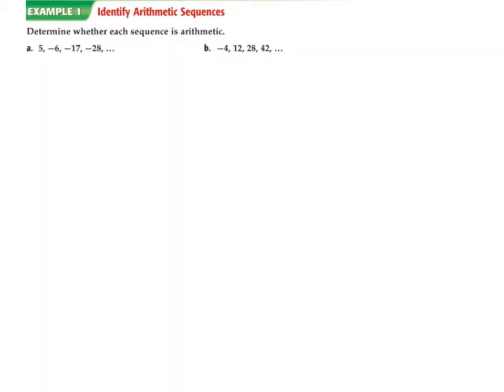In example 1, we're going to be identifying if the sequences are arithmetic. So the way that we do that, in order for this to be arithmetic, they have to add. We have to add a constant term between each of the terms that they give us, and then it's going to be arithmetic. So if they're doing something besides adding, such as multiplying, then that's not going to be arithmetic. Also, if they add 5 one time, but then they add 3 the next time, it's not going to be arithmetic. So let's go ahead and take a look at example 1.